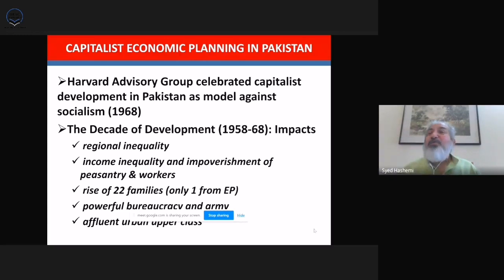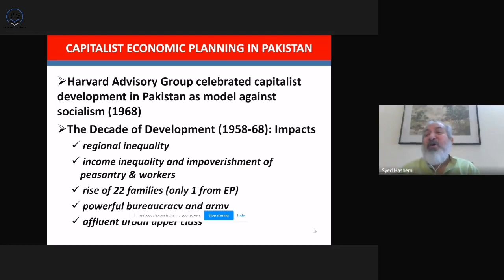It also promoted income inequality. Workers' wages kept going down and down, not just in East Pakistan, but in West Pakistan also. The peasantry in our part of the world got poorer and poorer. And you had the rise of 22 rich families. These were big business houses, the Adamjis, the Bawanis, and others. You had only one family from East Pakistan that was part of the 22 families. That was the A.K. Khan family, the A.K. Khan group that is still active in business today.